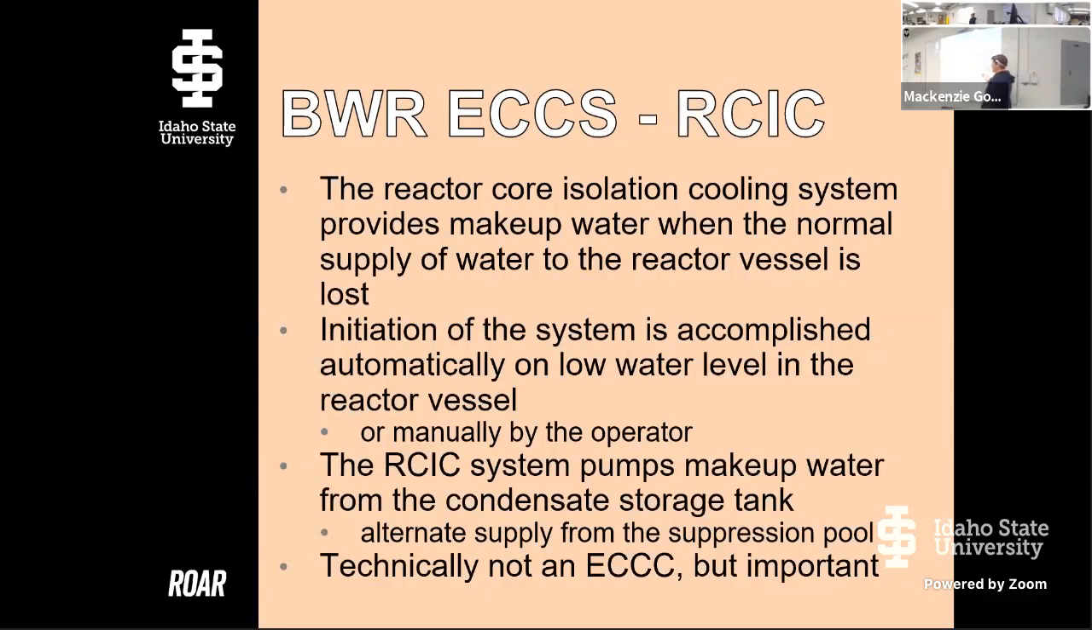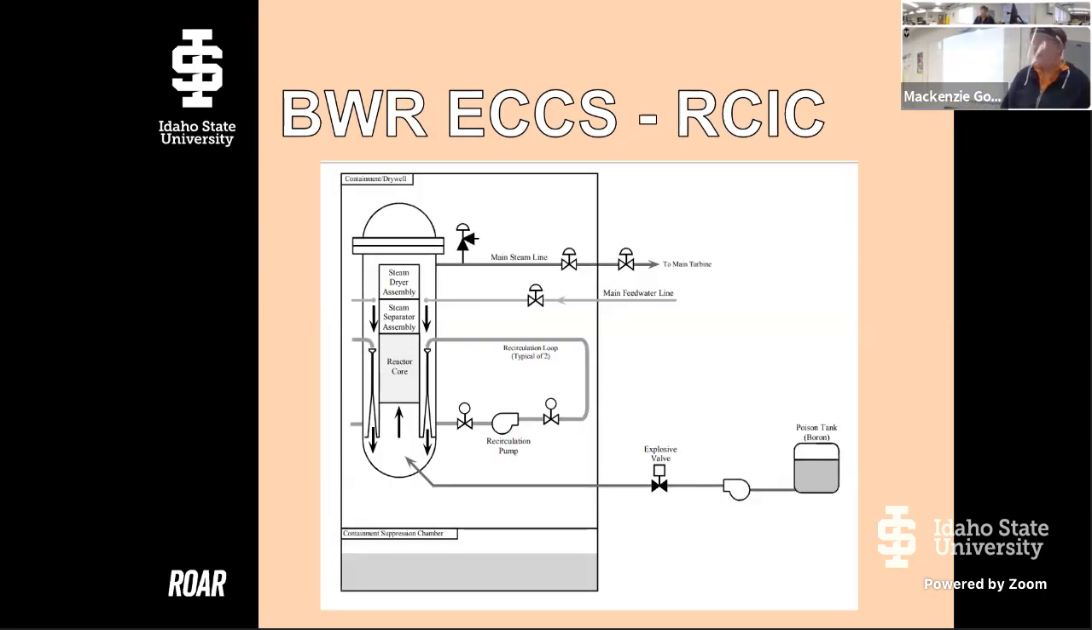The reactor core isolation cooling system provides makeup water, okay? So essentially, automatically, if you have low water in your boiling water reactor, or if you as an operator decide that water is needed, our RCIC system will pump in water from another storage tank, okay? It's technically not an emergency core cooling system because it provides makeup water, but it's important in the same way, okay? So here we have our poison tank, okay? We have our normal recirculation system, right? And here we're gonna get our main seawater line, okay?